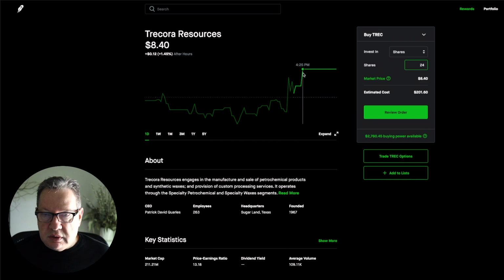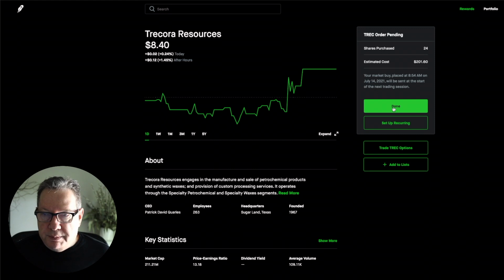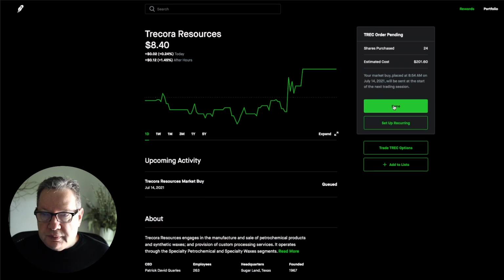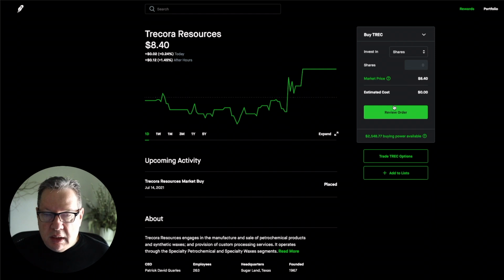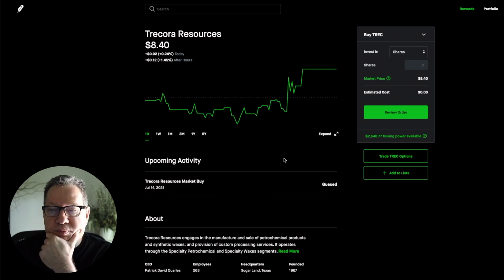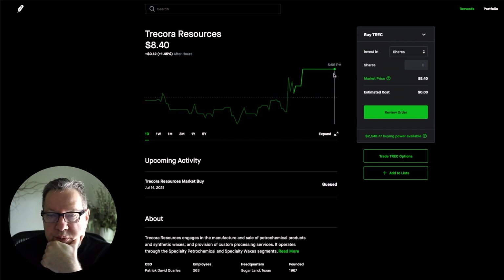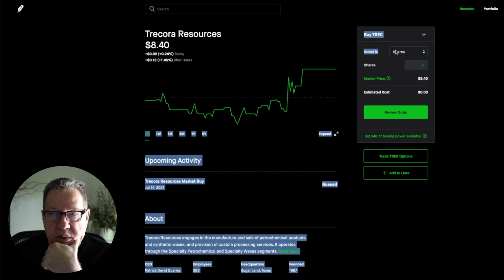I think that there's not much else that's going on there, so that's just going to be over $200. So we can review the order and buy it. Now, at this point, it's been placed, and we would probably need to wait because it's queued. And what that means is that when the markets open, the order will be placed, and we'll get the order. And at that point, we need to come back in and put our stop order.